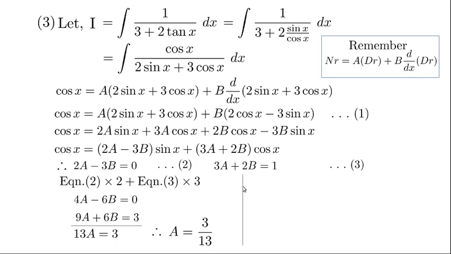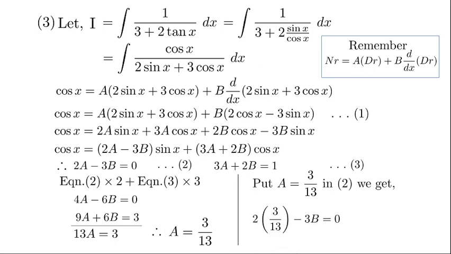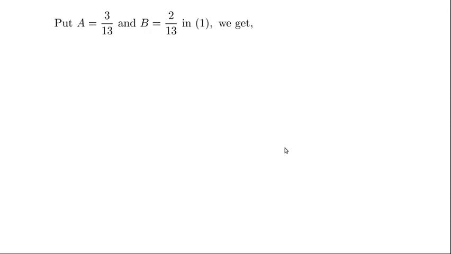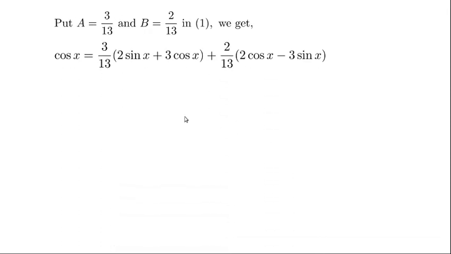Now put the value of a equal to 3 by 13 in equation 2. We get the value of b as 2 by 13. So put a equal to 3 by 13 and b equal to 2 by 13 in this equation 1. So that gives the numerator cos x as this. So in the problem we are going to replace the cos x by this expression.